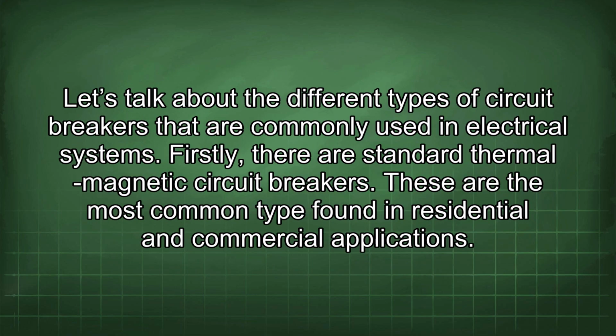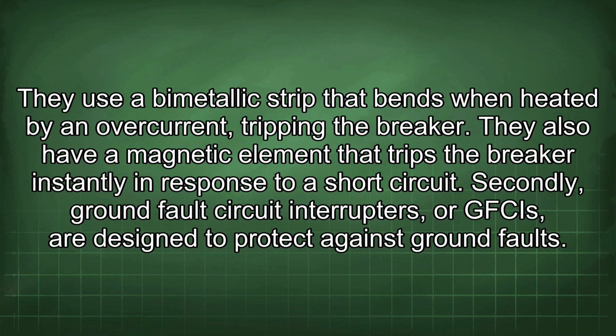Let's talk about the different types of circuit breakers that are commonly used in electrical systems. Firstly, there are standard thermal magnetic circuit breakers. These are the most common type found in residential and commercial applications. They use a bimetallic strip that bends when heated by an overcurrent, tripping the breaker. They also have a magnetic element that trips the breaker instantly in response to a short circuit.